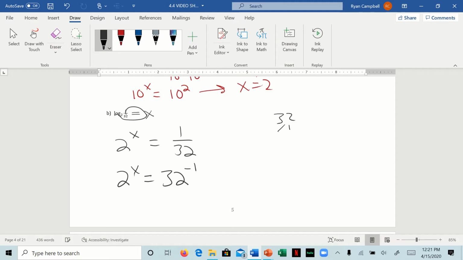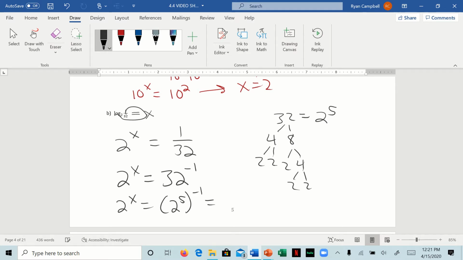So 32 is 4 and 8, which is 2 and 2, which is 2 and 4, which is 2 and 2. So it's how many 2's? 5. So 2 to the x is the same as 2 to the 5th to the 1st. So if you have a power raised to a power, you just multiply those powers. So then that means x is -5.